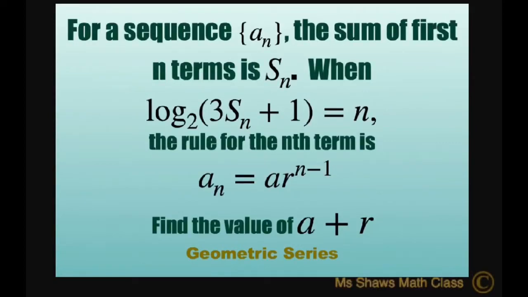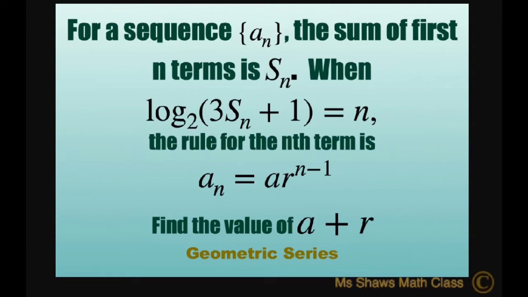For sequence a sub n, the sum of the first n terms is s sub n. When we have log base 2 of (3s sub n plus 1) equals n, the rule for the nth term is a sub n equals a times r to the power of n minus 1. So basically we have to find the value of a plus r.